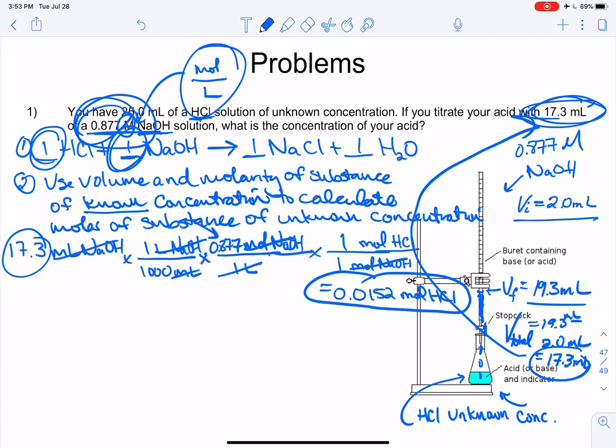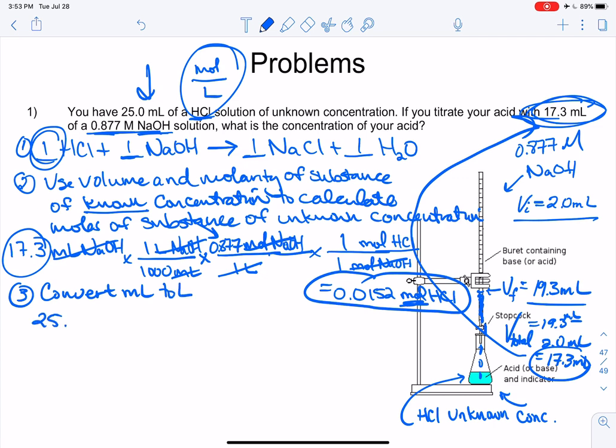Okay, so are we done? No, we're not done. We only have moles of HCl, and it asks for the concentration of the acid. Now, in order to get to molarity, which is the concentration, we need moles divided by liters. But we don't have liters of our acid. We have milliliters of our acid. So we need to change milliliters into liters. So, step 3, convert milliliters to liters. We have 25.0 milliliters of our HCl.